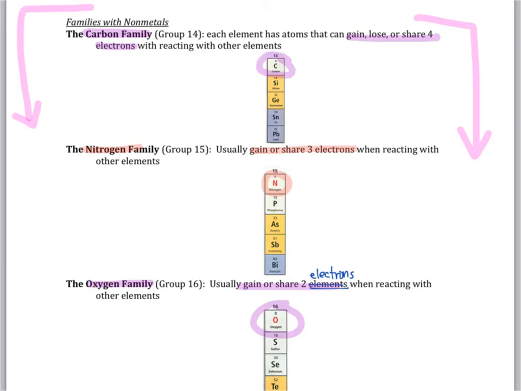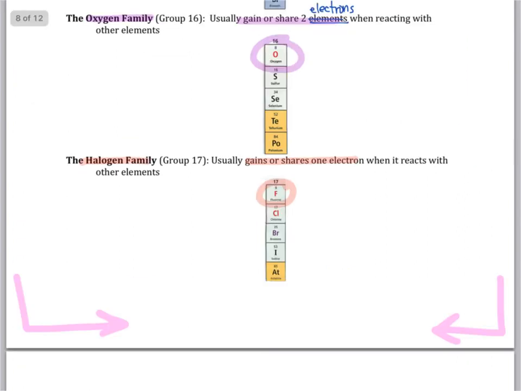Next, we have the oxygen family. They usually gain or share 2 electrons when reacting with other elements. And I'll give you the hint as to how you can figure this out, again, in a later chapter. Finally, we have the halogen family, which is group 17. They usually gain or share 1 electron when they react with other elements. And instead of the others having the name of its family be the top element, here the top element is fluorine, but all of these are considered halogens.